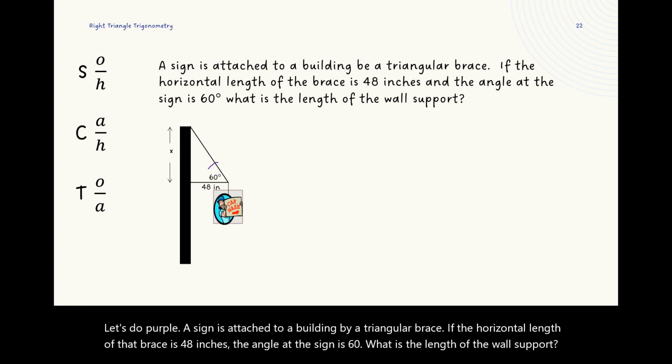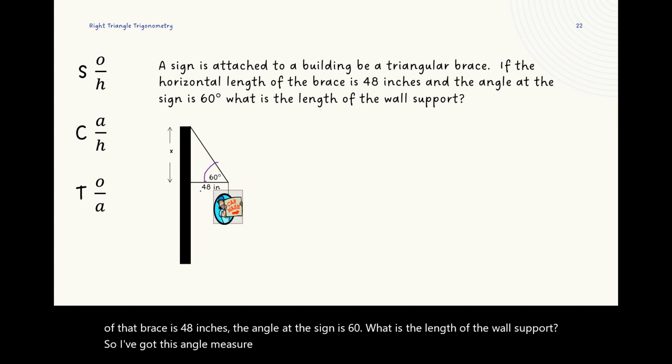So I've got this angle measurement. I've got the 48 inches, which is, well, is it?